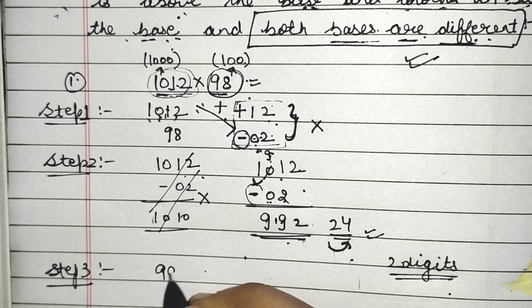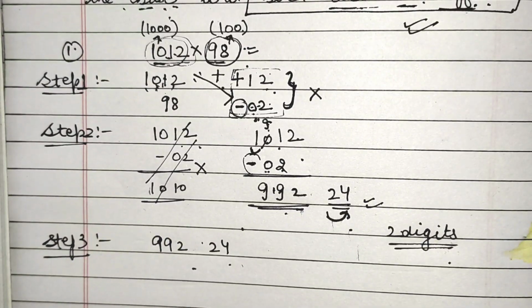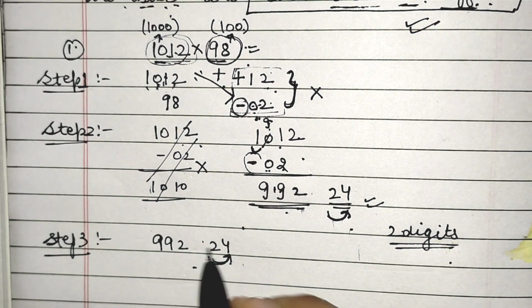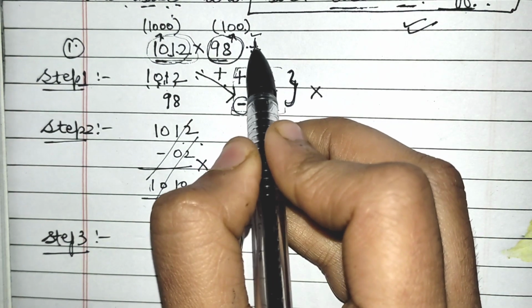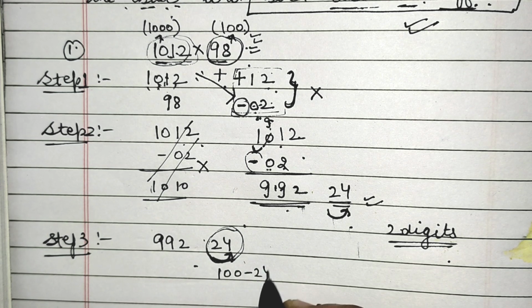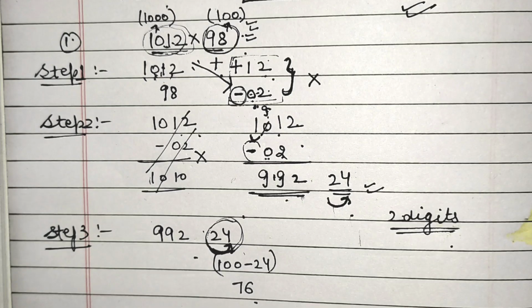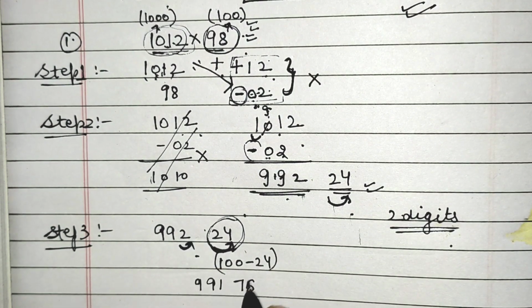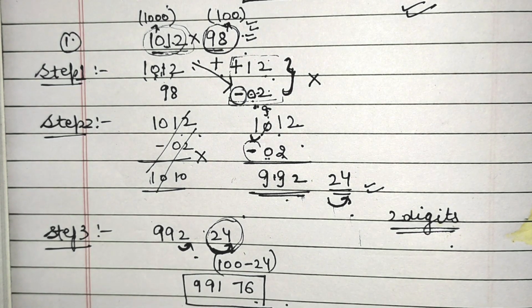So my answer is 992 and 24. As we did in our previous video, we are not writing our answer directly, we are subtracting our value from the base value, that means from 100. When I subtract 24 from 100, I get 76, and 1 from this value, that means 991. So this will be my answer.